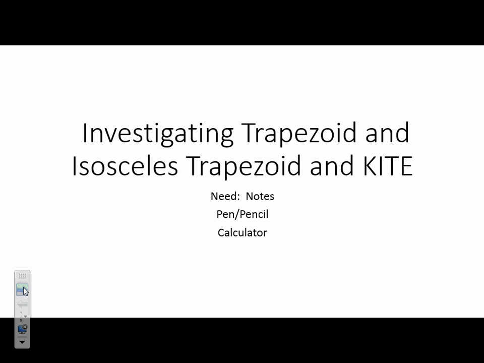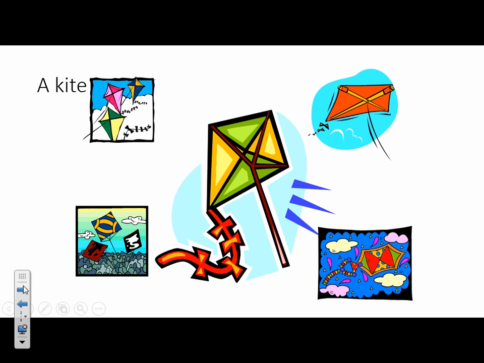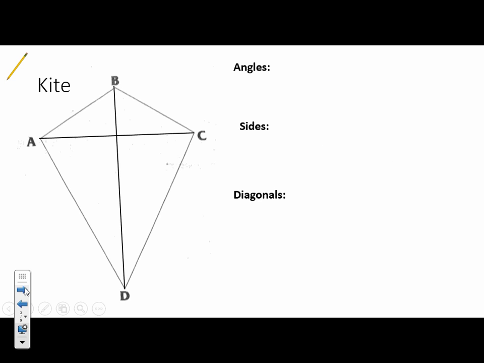talking about. So let's imagine or picture what we think about when we think about a traditional kite, you know, the thing that flies in the sky on a string, windy days. Okay, so this is that same idea when it comes to the shape kite. So this is the picture that you should put in your notes, and then we're going to take a look at the properties as they relate to the angles, the sides, as well as the diagonals of this kite.